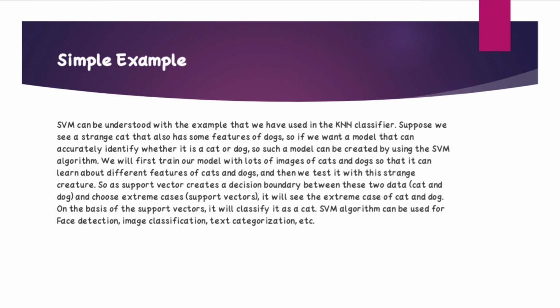So a support vector machine creates a decision boundary between these two classes, cat and dog, and chooses extreme cases. It will see the extreme cases of cat and dog. On the basis of the support vectors, it will classify it as a cat. The support vector algorithm can be used for face detection, image classification, and text categorization.